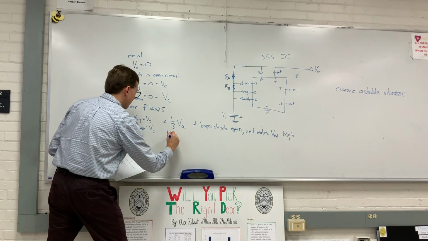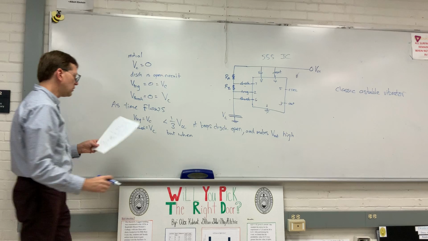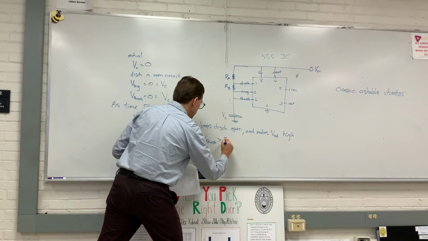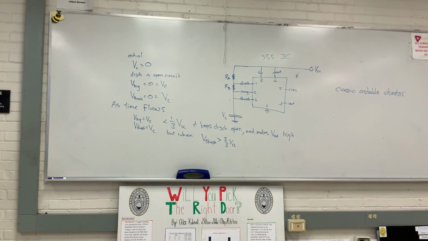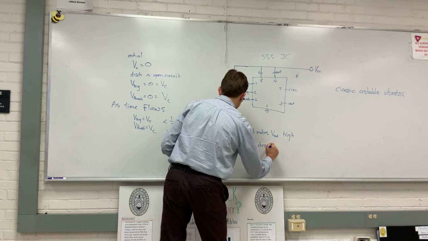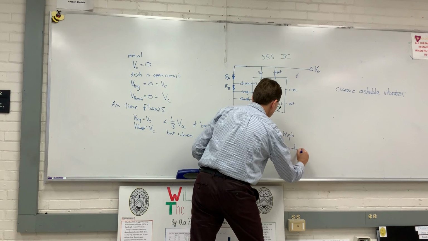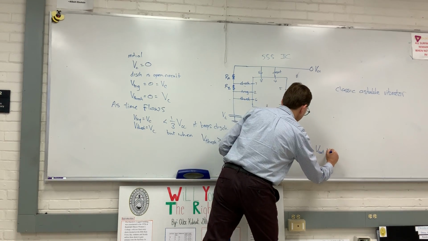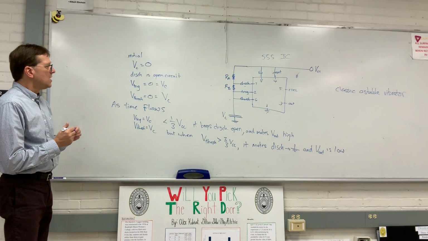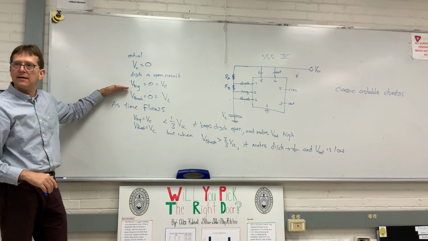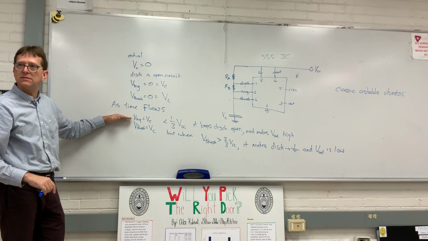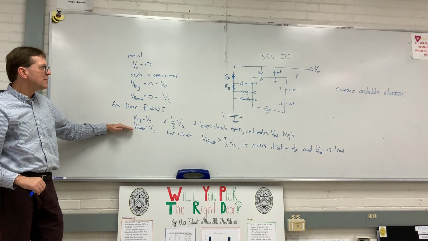When the threshold is greater than 2/3 VCC, it makes the discharge go to ground and V out low. Okay. So what happens? Capacitor is charging up, it starts from 0, output is high. It's going up towards 1/3 VCC, output is high. We're above 1/3 VCC, nothing happens. Capacitor is charging up, output is high. But what happens when the capacitor charges to 2/3 VCC?